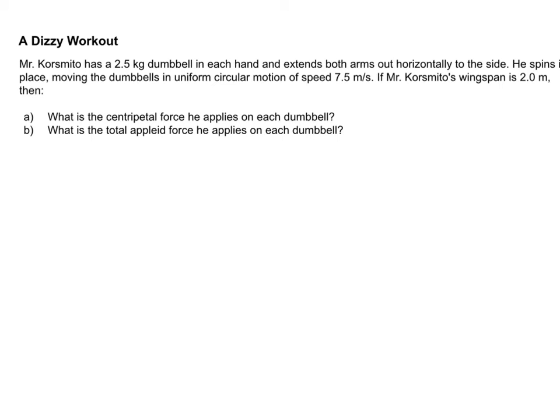So Mr. Korsmito's got both arms outstretched, creating a wingspan of 2 meters, and then he starts spinning around. The dumbbells he's holding onto at each hand are going in uniform circular motion. Now, this 2 meters would actually be the diameter of the circle, and the radius would just be half of that, so 1 meter. The speed is given as 7.5 meters per second, and that's enough to get the centripetal acceleration right there. But they want us to find the centripetal force.